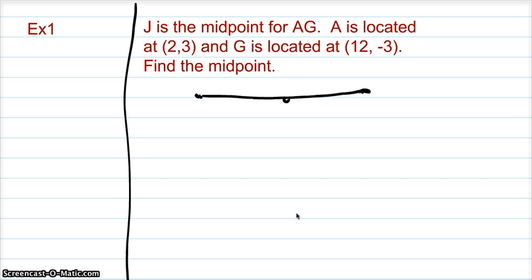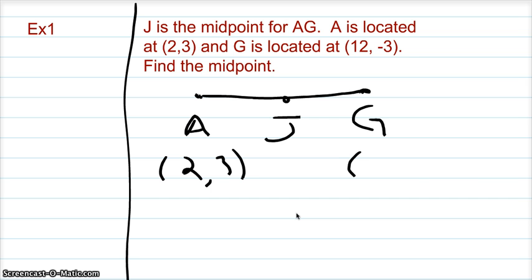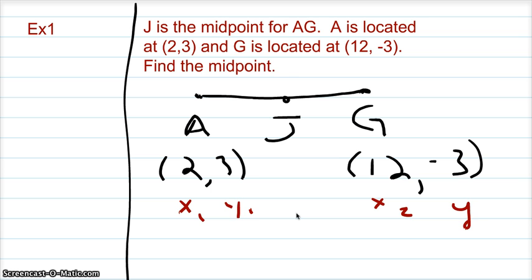Alright, so realize sometimes you do need a diagram in geometry. So I'm going to do a little diagram so I can understand that A and G are on the ends, and it says J is the midpoint, so it's like that. And they tell me that A is at 2, 3, and G is at 12, negative 3. My first step says that I am supposed to label my points. Since neither one of these is the midpoint, this would be my x1, y1, x2, y2.